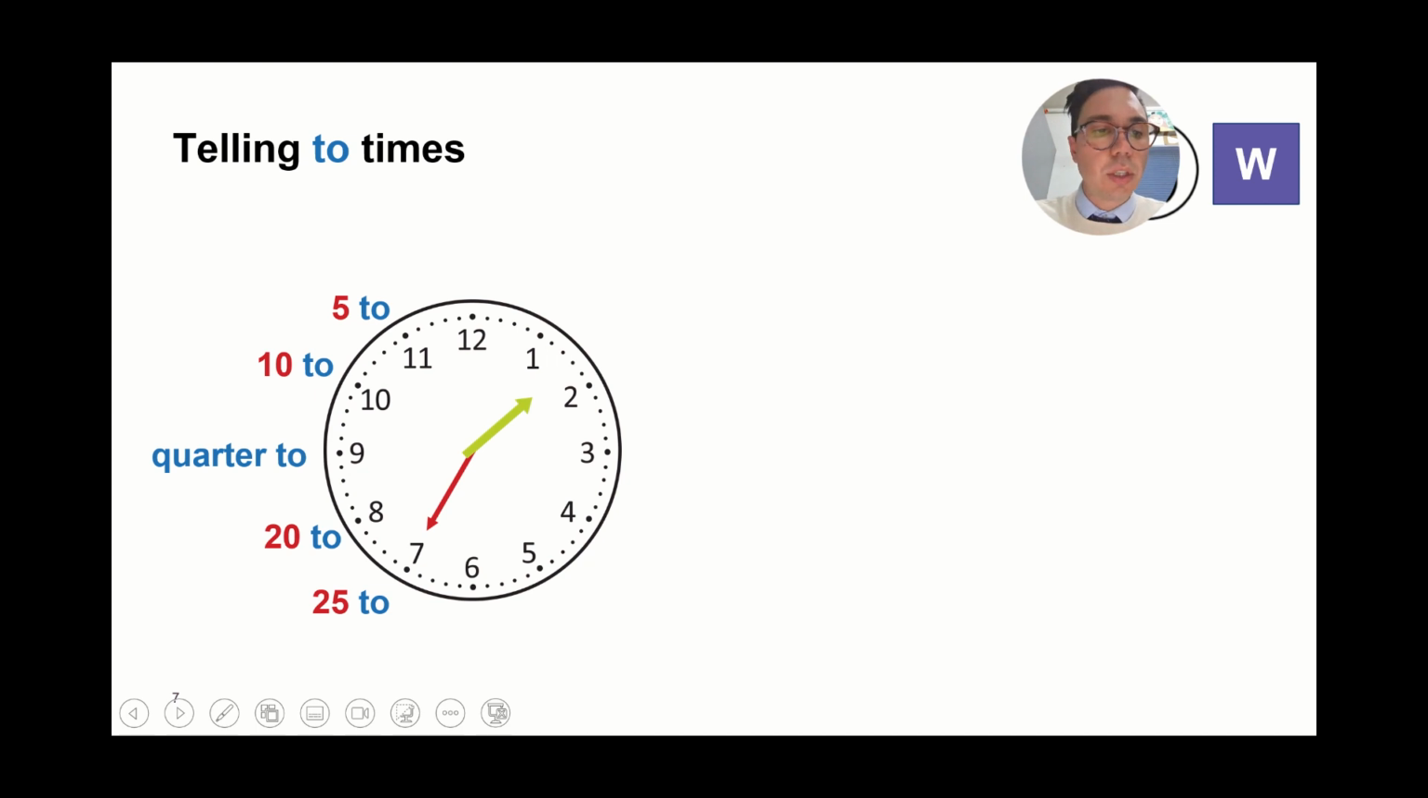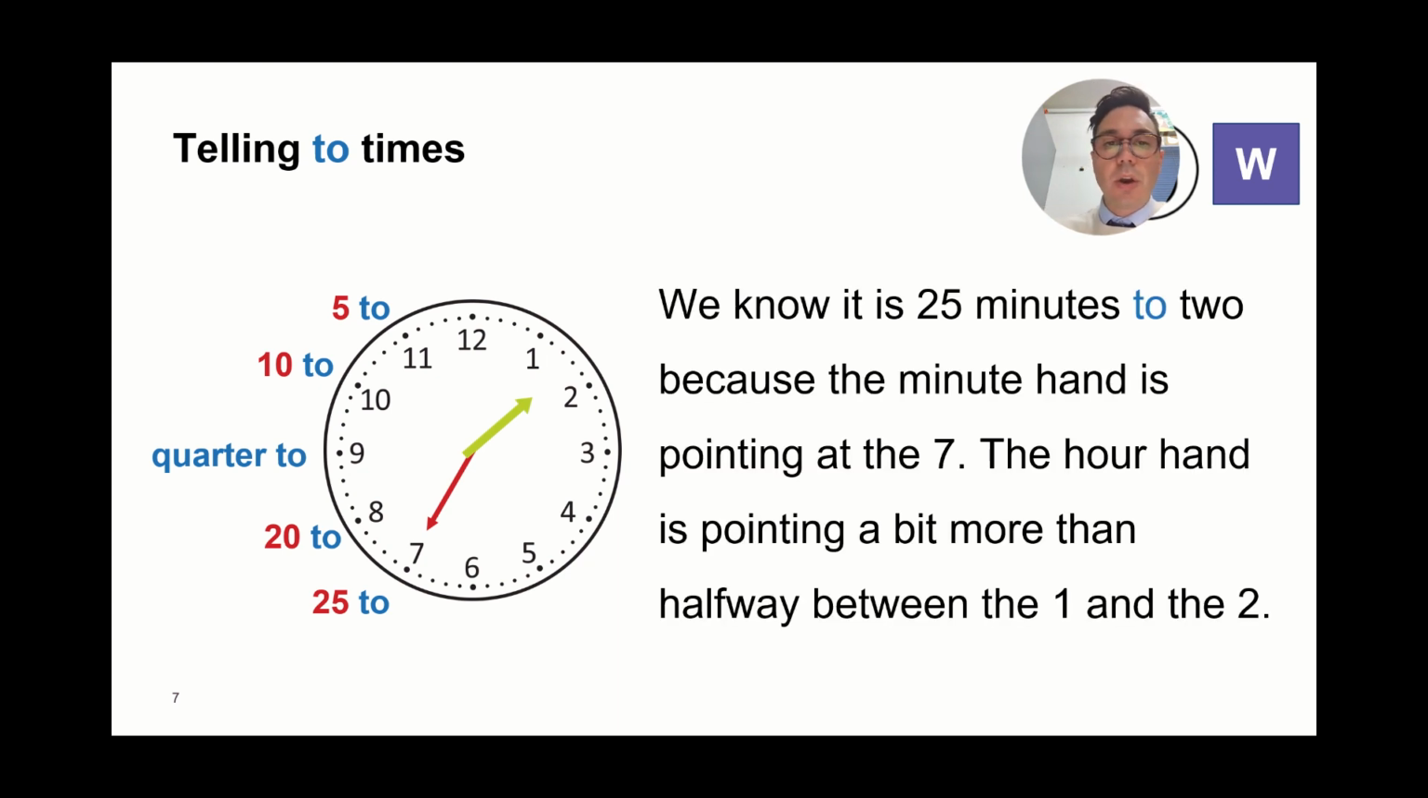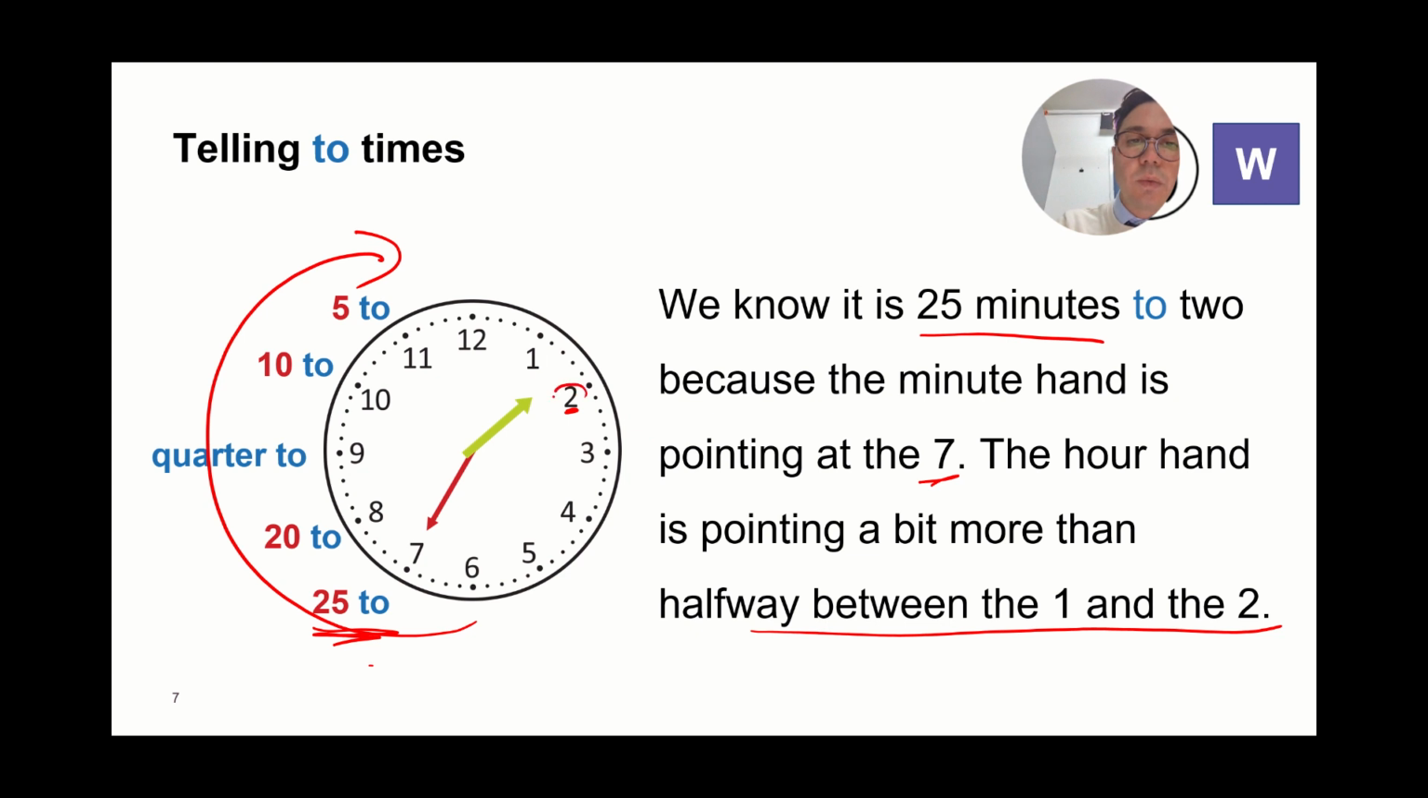Okay, your turn to do this one. What's the time? Remember, count minutes to and the hour that it is going towards. Do that now. Pause the video. Well done. Okay, so we know that it is 25 minutes to 2. That's the hour that it's going towards because the minute hand is pointing at the 7 and the hour hand is pointing halfway or a little bit more than halfway between the 1 and the 2. But when we're on this side of the clock, we're always going towards the next number.